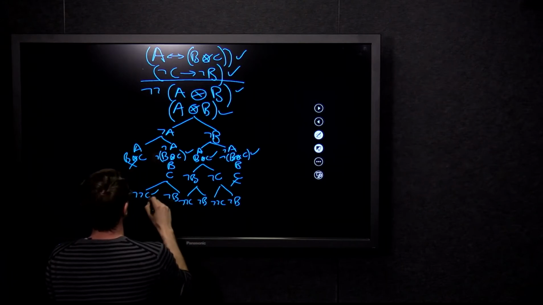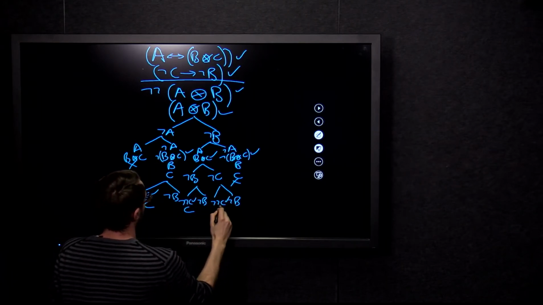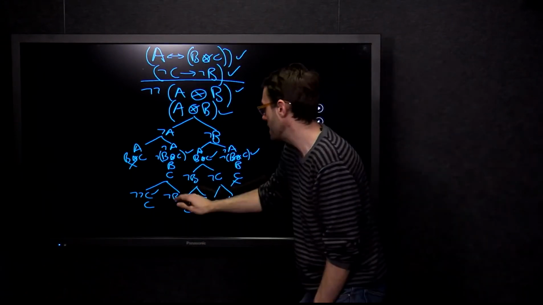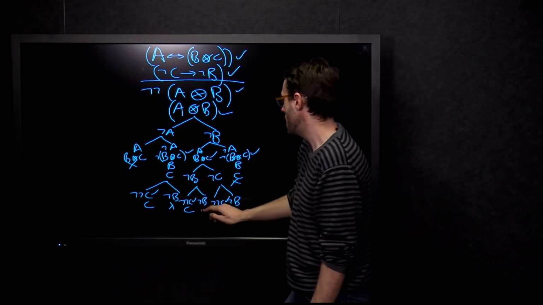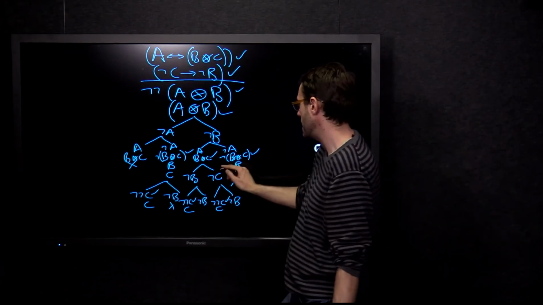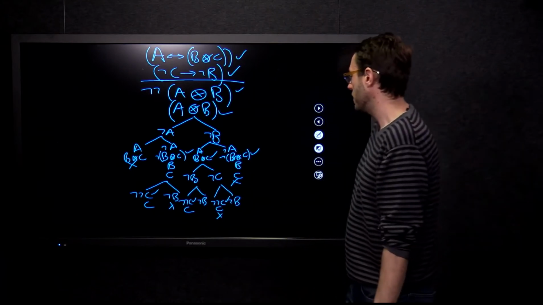I've got a bunch of double negations to deal with. I'm going to do all of those all at once. Okay, and now I look for anything that closes the tree. I've got a B here and a not B there, so that closes. I've got a not B here and a C here. That's all fine. I've got a C here and a not C here, so that closes.